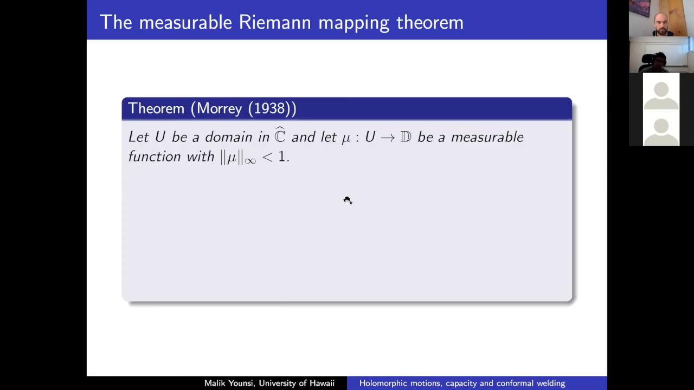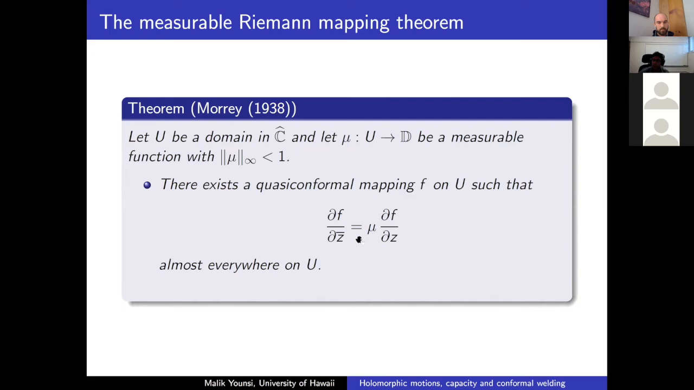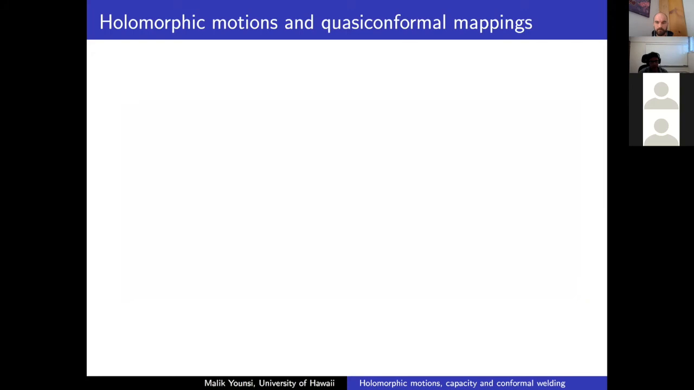And it tells us that if you start with any coefficient that has norm less than 1, then you can always solve the Beltrami differential equation to get a quasiconformal mapping whose coefficient is equal to mu almost everywhere. And moreover, we also have a uniqueness statement that this solution to the Beltrami equation is always unique up to composition by a conformal map. Okay, so let's go back to holomorphic motions now.